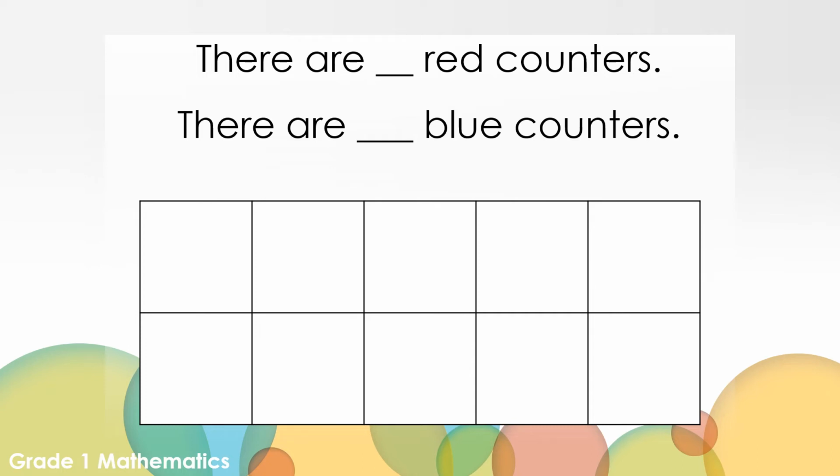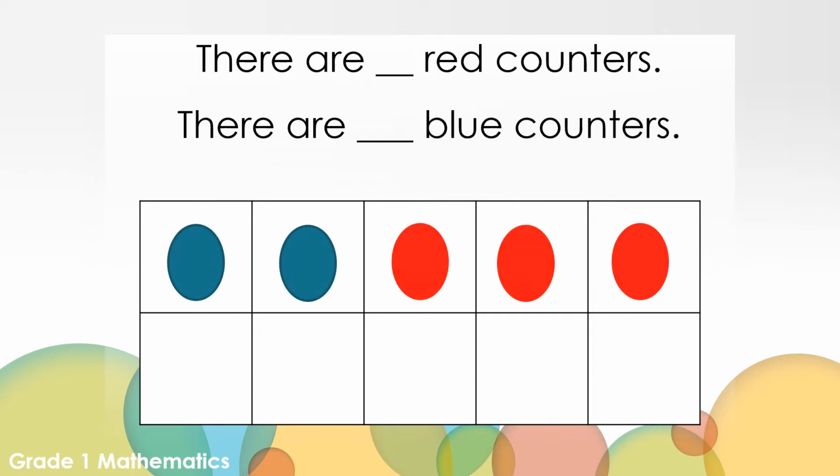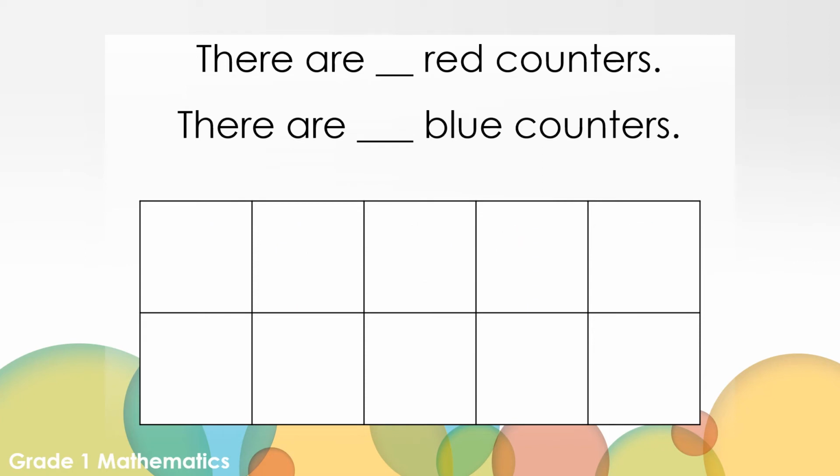Here it comes. How many red counters did you see? There are 3 red counters. How many blue counters did you see? There are 2 blue counters. 3 plus 2 equals 5.